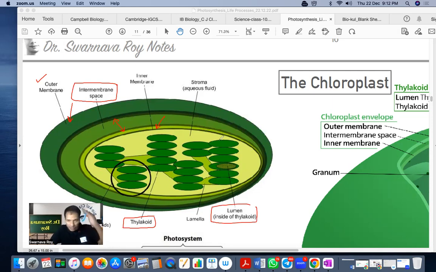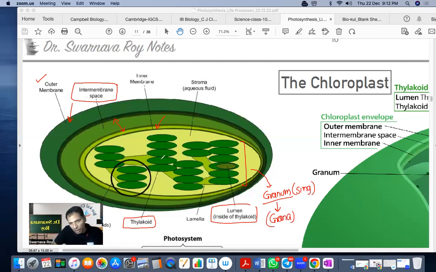These thylakoids are arranged as stacks of coins, just like coin stacks. You take many coins. So this stack is called the granum. One stack is called granum, many stacks are called grana. This is the singular, and plural is the grana.